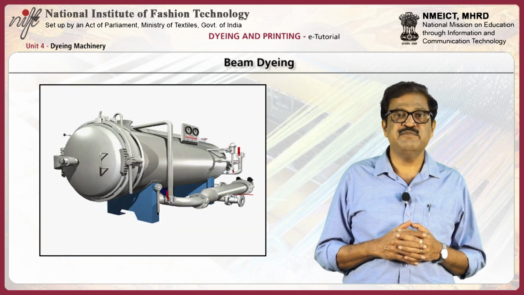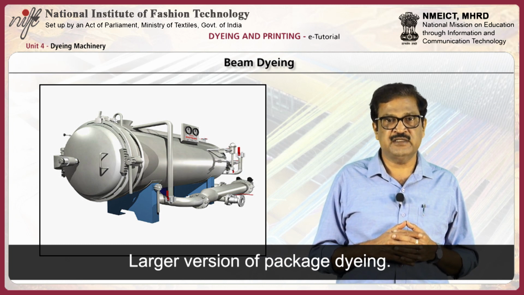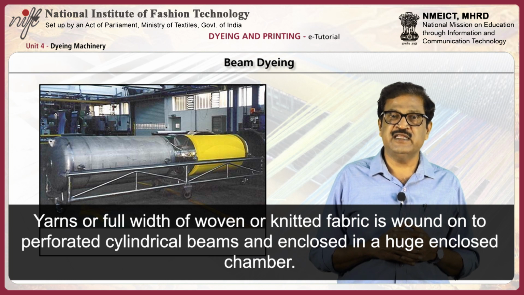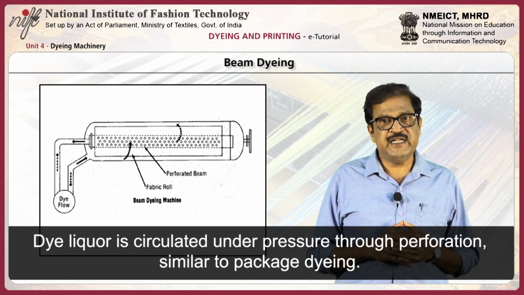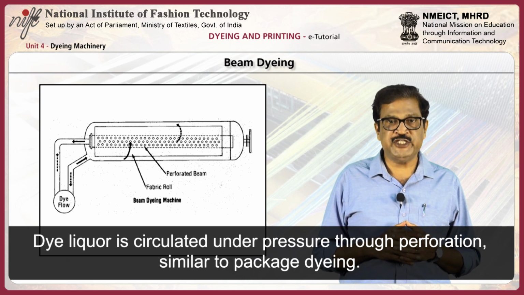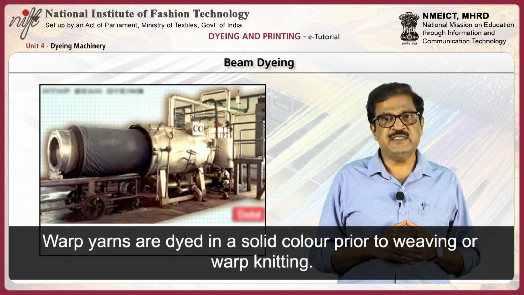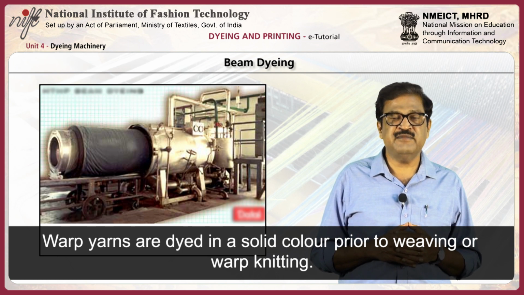Next, we will discuss beam dyeing. Beam dyeing is a larger version of package dyeing. Yarn or full width of woven or knitted fabric is wound onto perforated cylindrical beams, then enclosed in a huge enclosed chamber. Here, the dye liquor is circulated under pressure through perforations similar to package dyeing. Warp yarns are dyed in a solid color prior to weaving or warp knitting. It provides good color absorption and better color fastness than piece dyed methods.